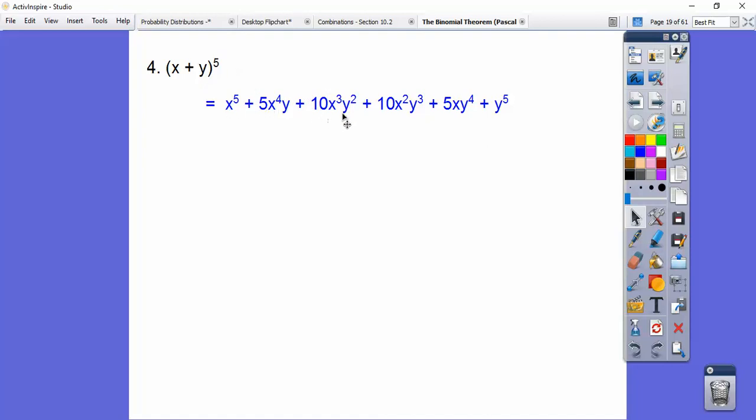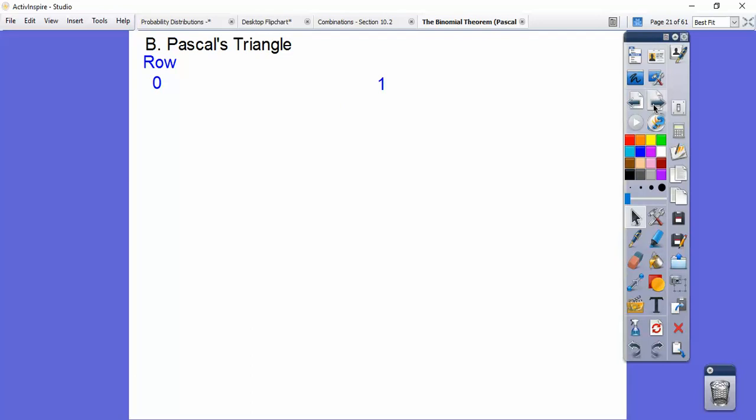And I'll explain these numbers in front in just a second. That's what Pascal's triangle is all about right here. So Pascal's triangle, now I'm going to make sure you put this 1 right here, because we're going to make a big triangle going down like this. So make sure it's in the middle of the paper, and this is row 0.